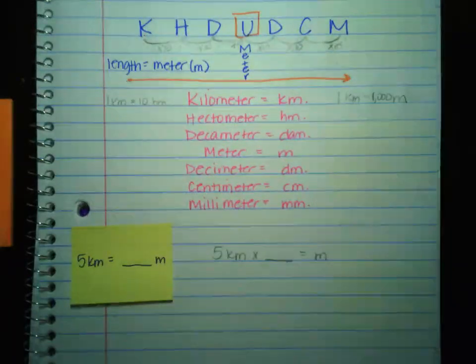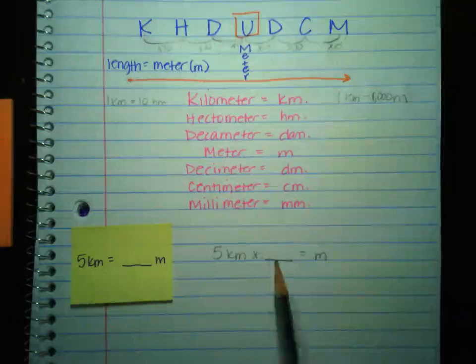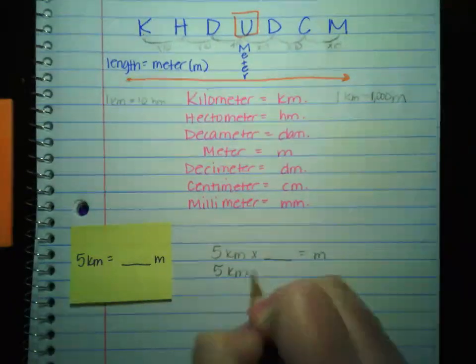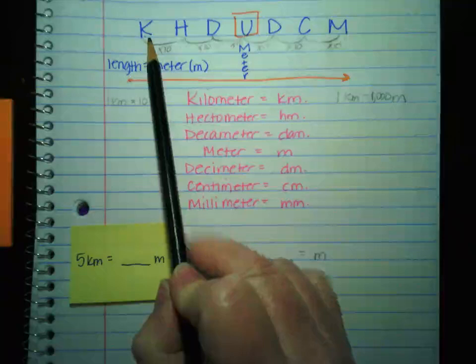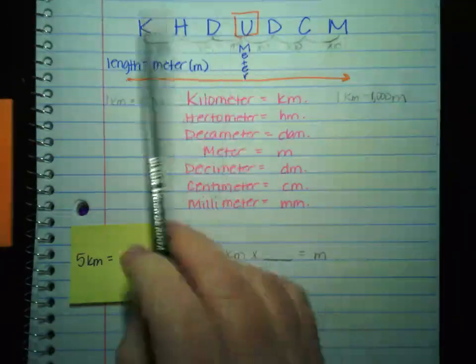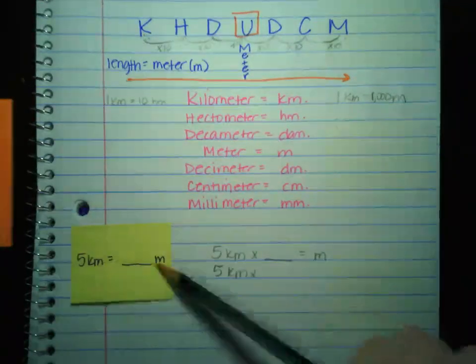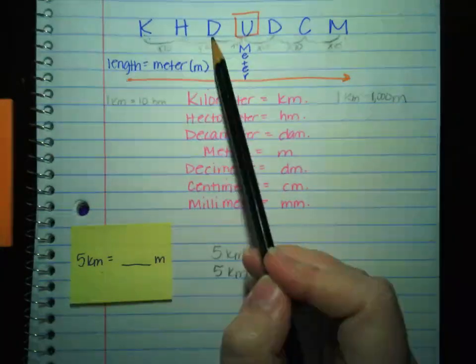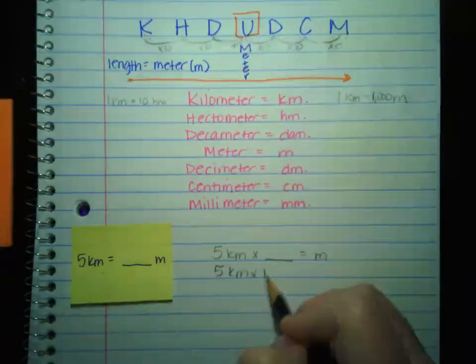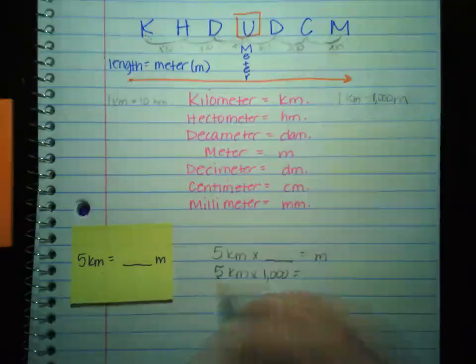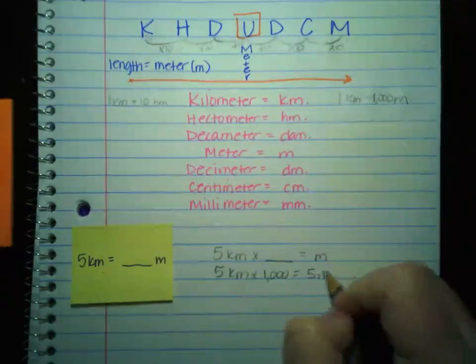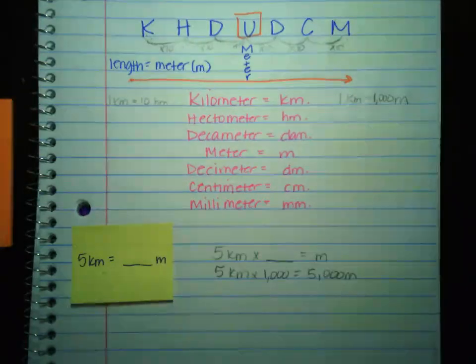This should look very similar to what we did last week. So if we have 5 kilometers, what are we multiplying by? We're at kilometers and we're moving to meters, so we're going to multiply by 10, 100, 1,000. 5 times 1,000 equals 5,000 meters. Does everybody understand that?